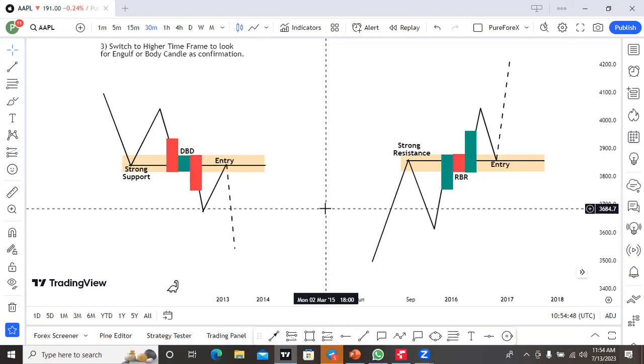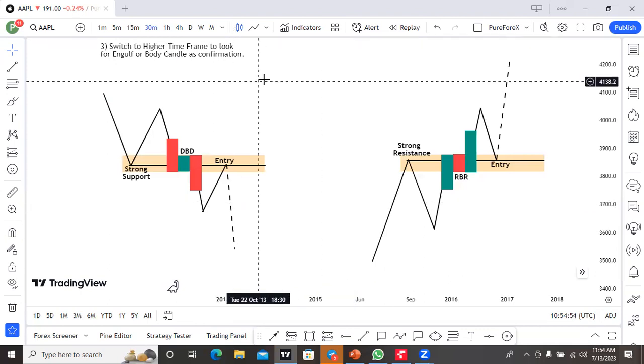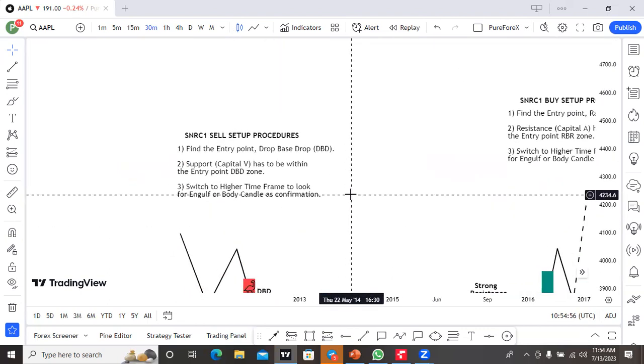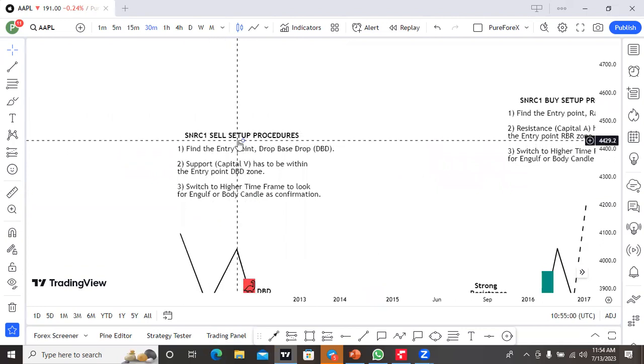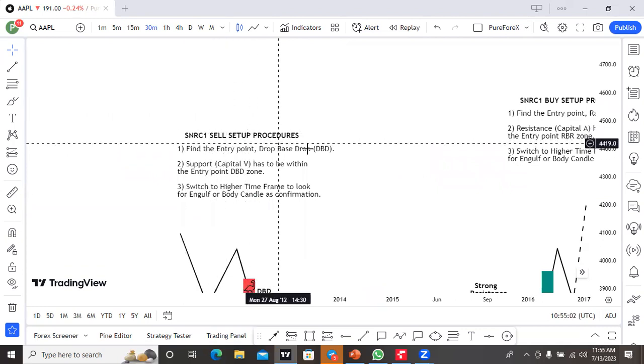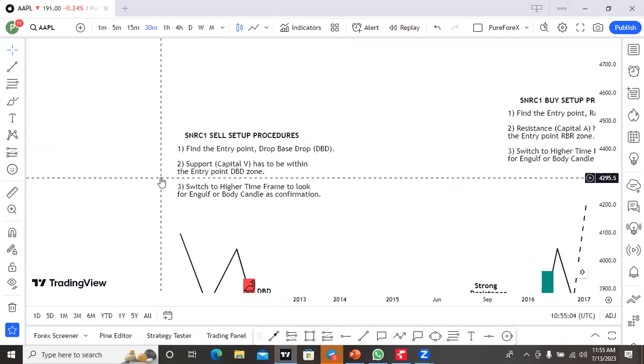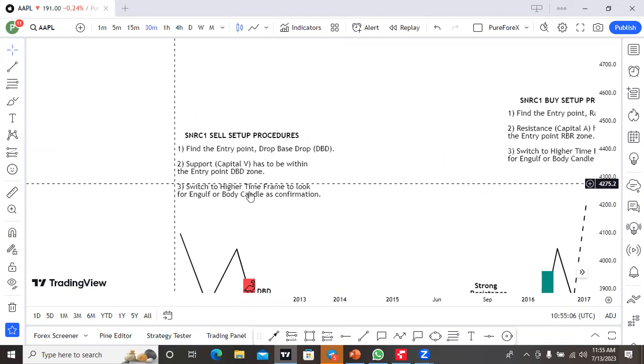So let's look at the procedures. What are the procedures in marking a SNRC1 setup? Let's look at procedures for a SNRC1 setup for sell. So this is the procedures here. We say SNRC1 sell setup procedures. Number one, find the entry point, drop base drop.